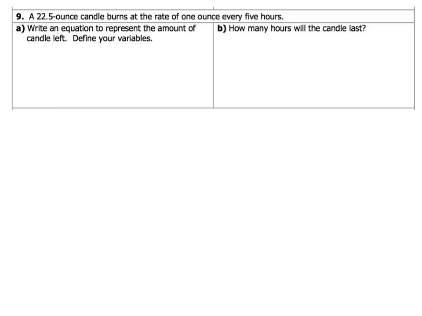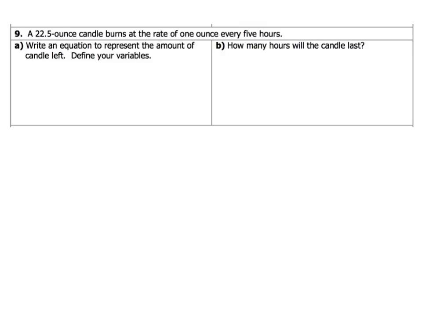So the first thing we want to do is try to translate this into something we can use in an equation. So we know that we're starting with 22.5 ounces, and it's burning at a rate of 1 ounce every 5 hours. So if it's burning at 1 ounce every 5 hours, that means every hour it's burning 1/5 of an ounce. So we can say 1/5 of an ounce times the number of hours, right? Because if it's 5 hours, that equals 1 ounce. Because 1/5 times 5 gives us 1.